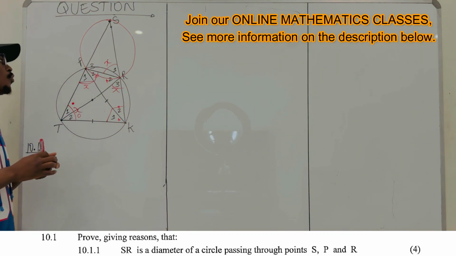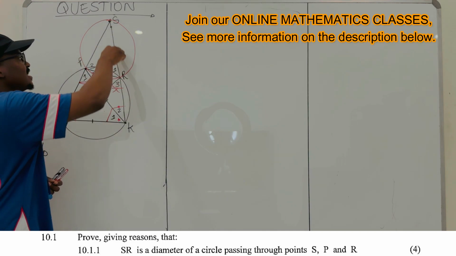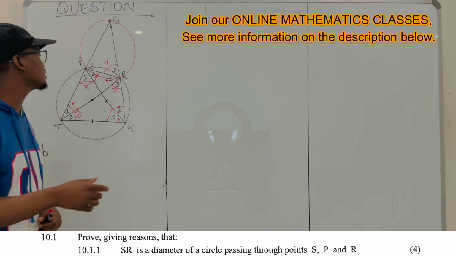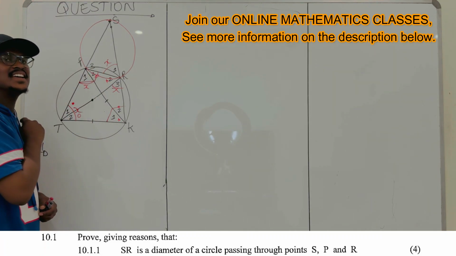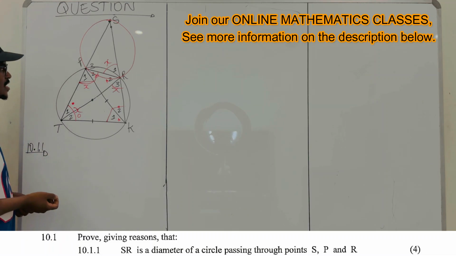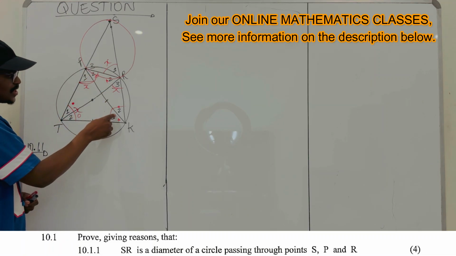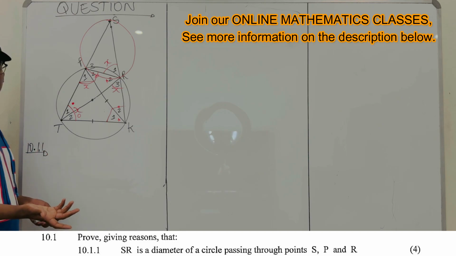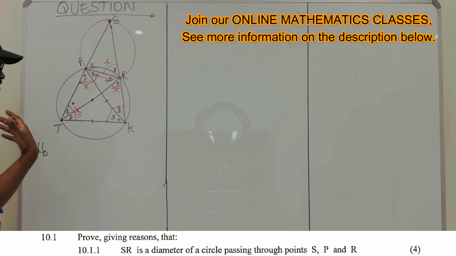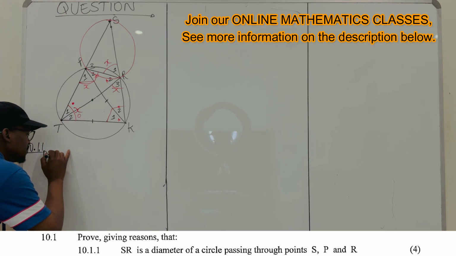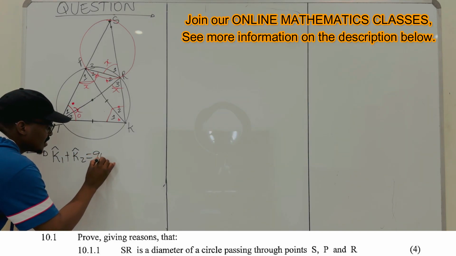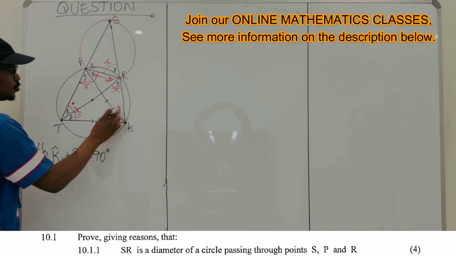Fine. So we want to show that this SR is a diameter. To show that SR is a diameter, you must show that it subtends 90 degrees, which means you must show that this angle over here is 90 degrees. Right? That's what we need to do. How do we say that? We said P3 is an exterior angle and it's equal to that angle, and that angle is 90 degrees. We're done. But we have to reason from the beginning, reason from the bottom, and say, okay, angle K1 plus angle K2 is equal to 90 degrees. So this angle here, K1 plus K2, is equal to 90 degrees.